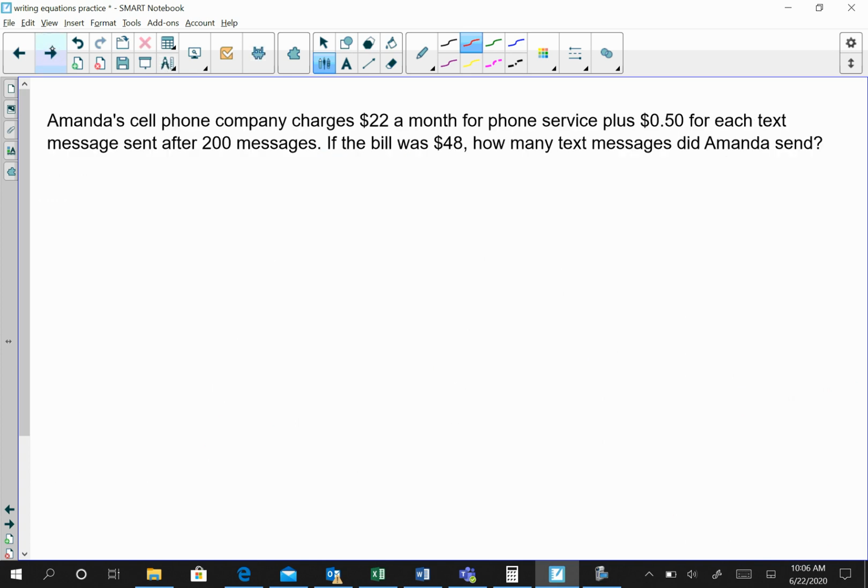All right, Amanda's cell phone company charges $22 a month for phone service plus 50 cents for each text message after 200 messages. If the bill was $48, how many text messages did Amanda send? All right, so it charges $22 a month. No matter what, they're charging $22. The bill was $48, so it equals 48. It charges, no matter what, $22 a month, and then 50 cents for each text sent after 200 text messages. How many text messages did Amanda send?